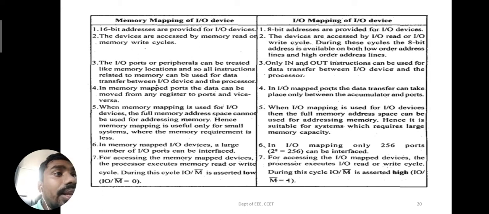And again, in IO mapped IO schemes, up to 2 raised to 8, that is 256 devices can be interfaced, whereas in memory mapped IO scheme, a large number of IO devices can be interfaced. These are the basic differences between IO mapped IO scheme and memory mapped IO scheme. This is important in connecting external devices to the microprocessor.